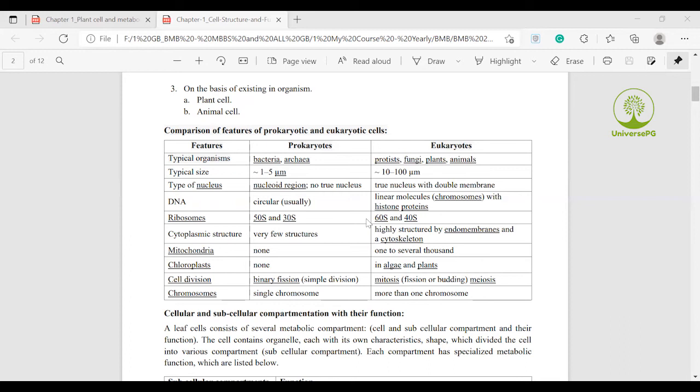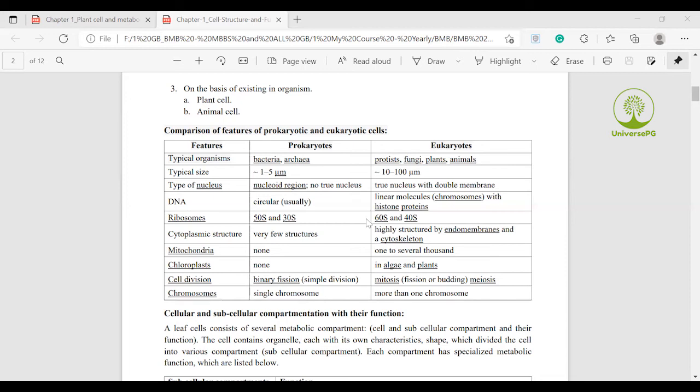Type of nucleus: no true nucleus is found in prokaryotic cells. True nucleus we define in different ways. A not well organized nucleus is found in prokaryotic cells and a well organized nucleus is found in eukaryotic cells. DNA is generally circular in prokaryotes and linear in eukaryotes. Ribosomes have 2 types of subunits: 50S and 30S in prokaryotic cells, and 60S and 40S in eukaryotic cells. Cytoplasmic structure: very few structures in prokaryotes, highly structured in eukaryotic cells.